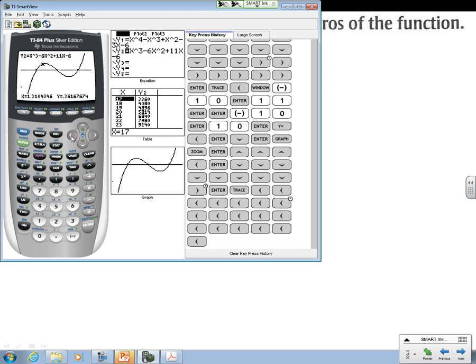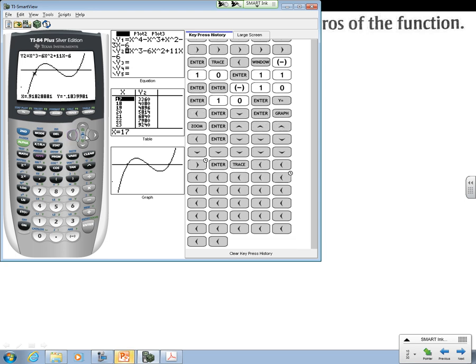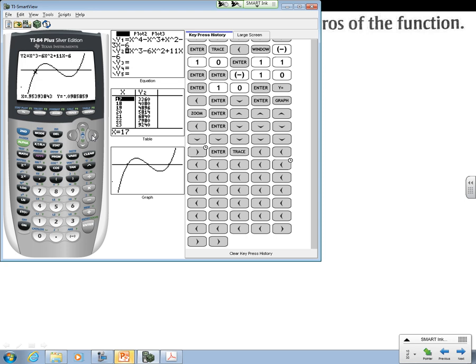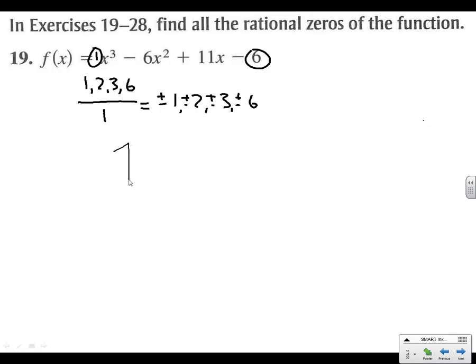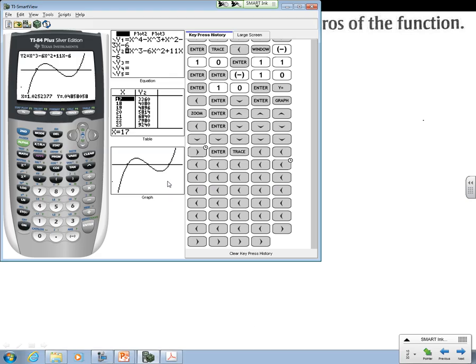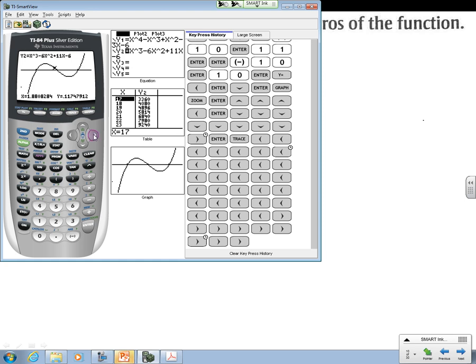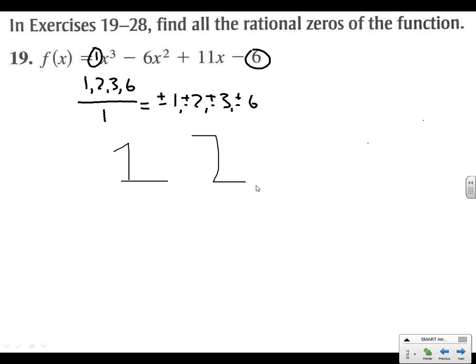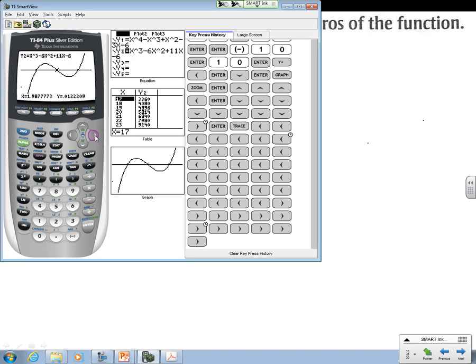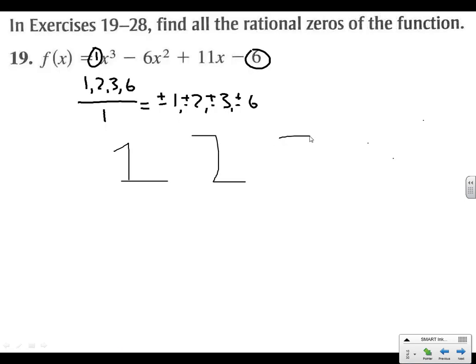Go back to the first 0. Oh, went too far. Alright, it looks like it's right around 1. 1 possible. Let's trace back over here. Looks like it's right about 2. So that's our other option. And if we trace to our third 0, it looks like it's right about 3. All positive.